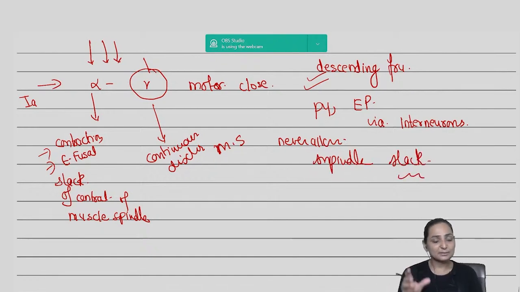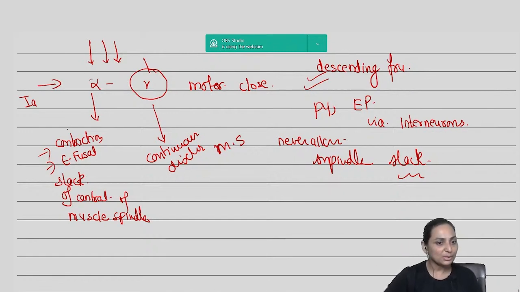This is called asynchronous discharge of the gamma motor neurons to the muscle spindle, which constantly helps in the continuation of the stretch reflex, or continuous discharge of the type 1A and type 2 afferents, so that every time the brain is aware of the muscle length and the muscle tone. This is due to the anatomical nearness of both of them, and because they are continuously under the influence of the descending tracts.